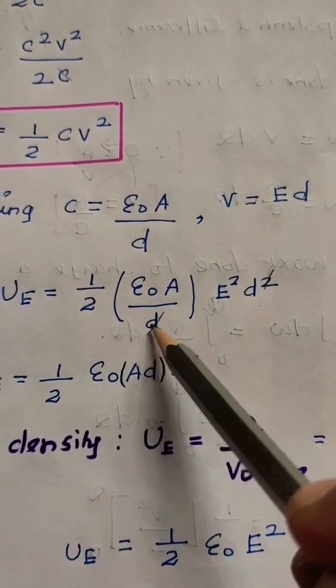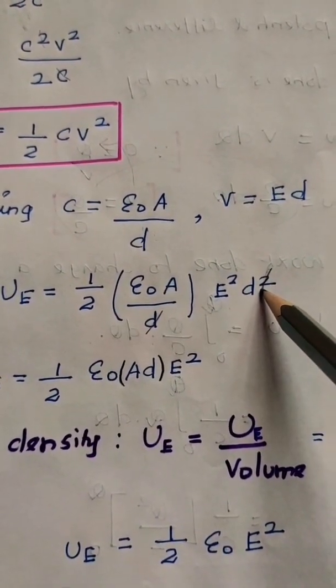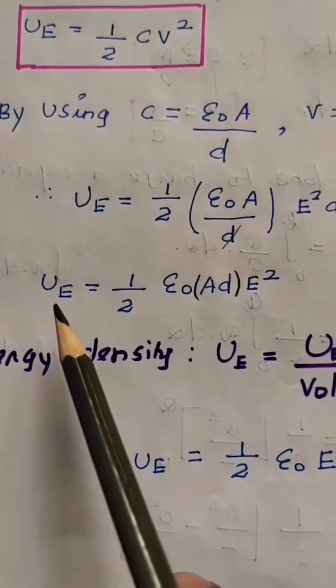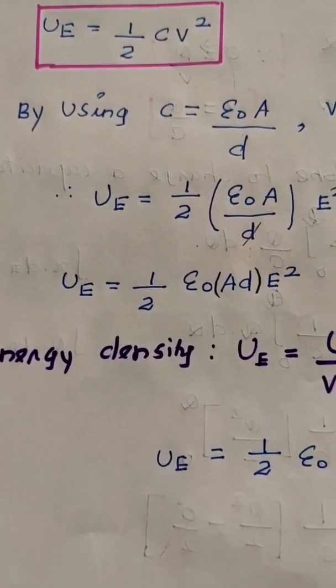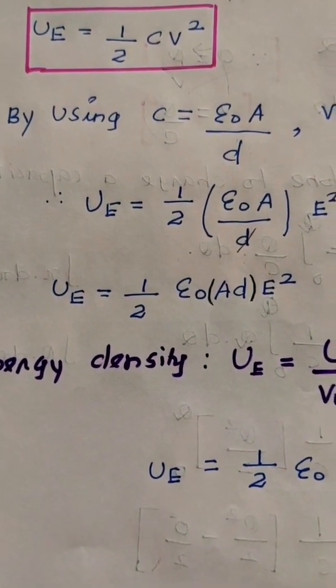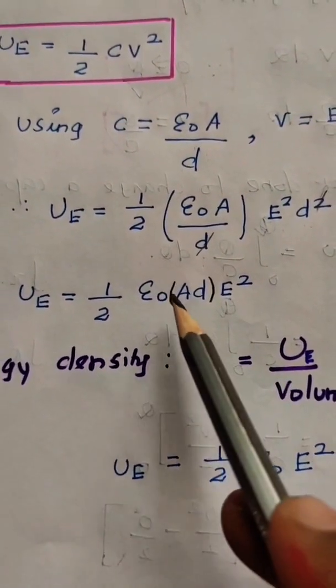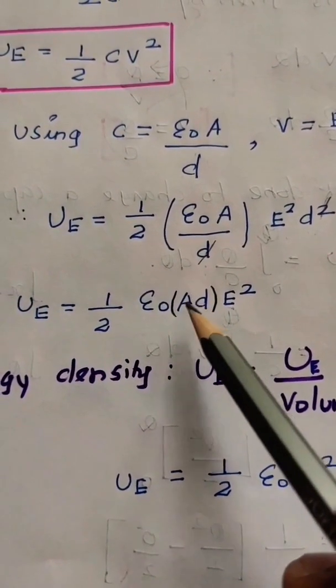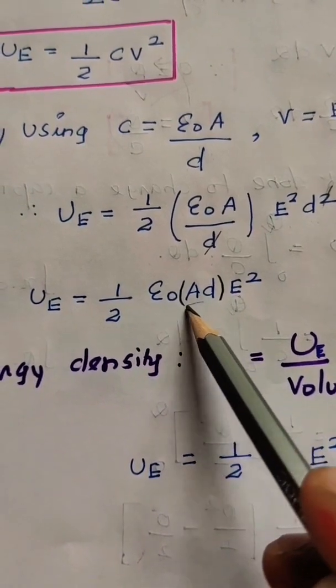Cancelling terms, one of the powers of D is reduced, leaving a single D. So we can write U_E equal to 1 by 2 epsilon naught A D E square. Why are we putting A D in brackets? Because A D is the volume.